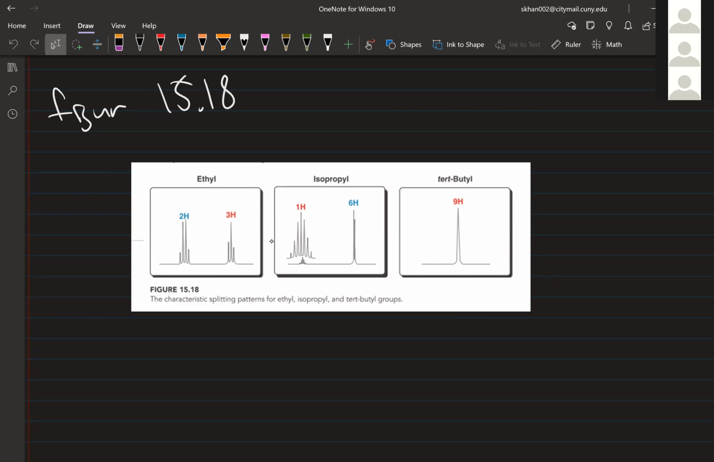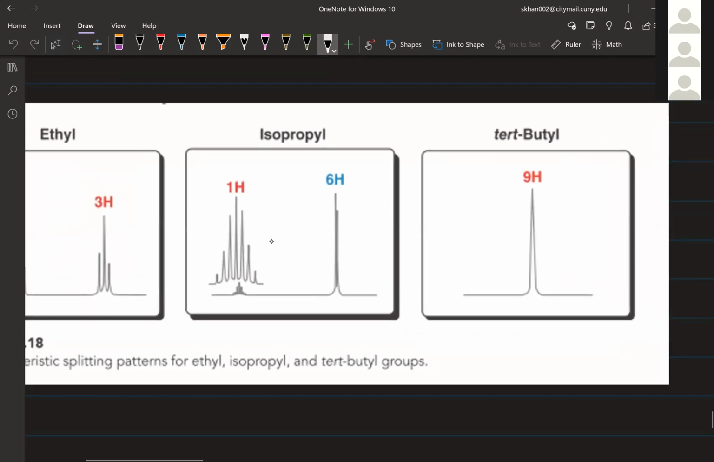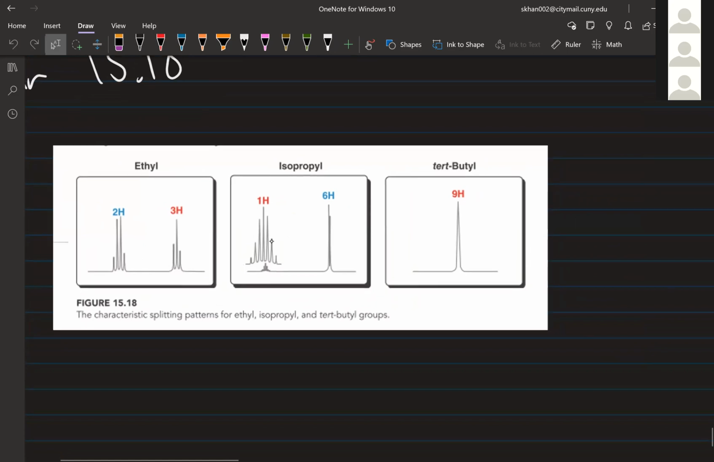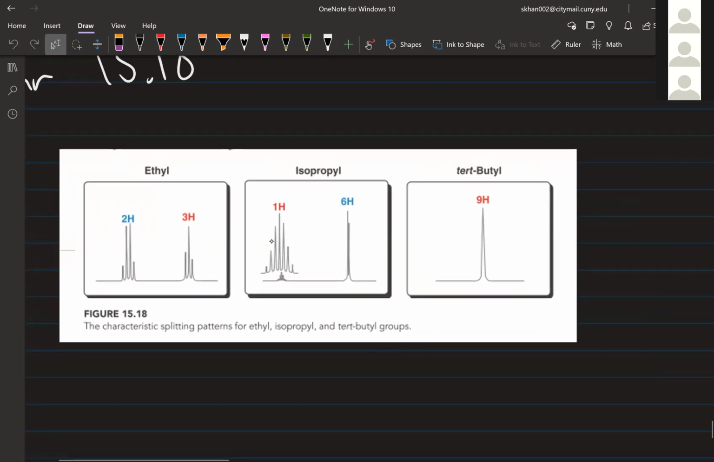So whenever you see a 2H, 3H, this is a quartet and a triplet, that's usually an ethyl group, right? An isopropyl group is usually a 1H followed by a 6H, so a septet and a doublet, right? It's hard to see here, but you see that it is a doublet there. Your spectra will be a little bit more clear, and if they're not clear, you could always ask your professor to confirm, right? And then a tert-butyl is just a singlet, because the carbon next to it has no protons, right? So it's a singlet of 9H. So these are patterns you can always remember and then quickly determine things, right?